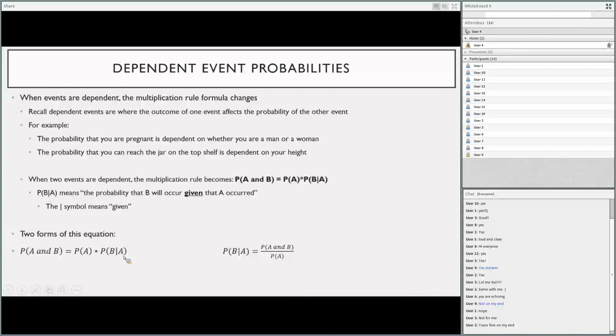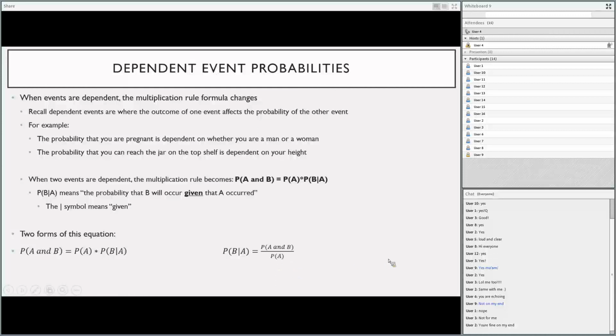So there's two ways we can see this equation. The first one is what I already typed: probability of A and B equals probability of A times probability of B given A. Or we could just do a step of algebra and switch it around so now it looks like this. So now the probability of B given A is isolated, it's all by itself, and the other two probabilities are in the expression.